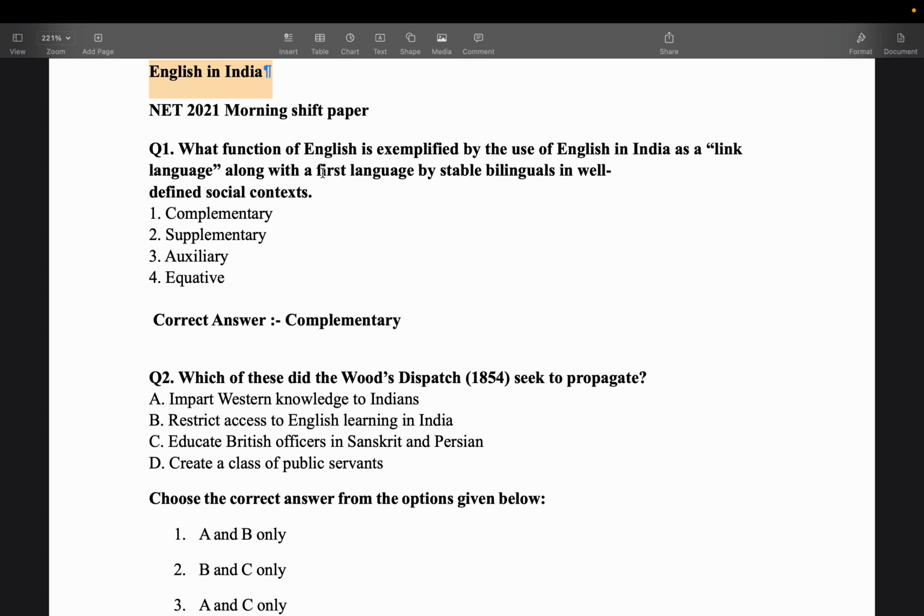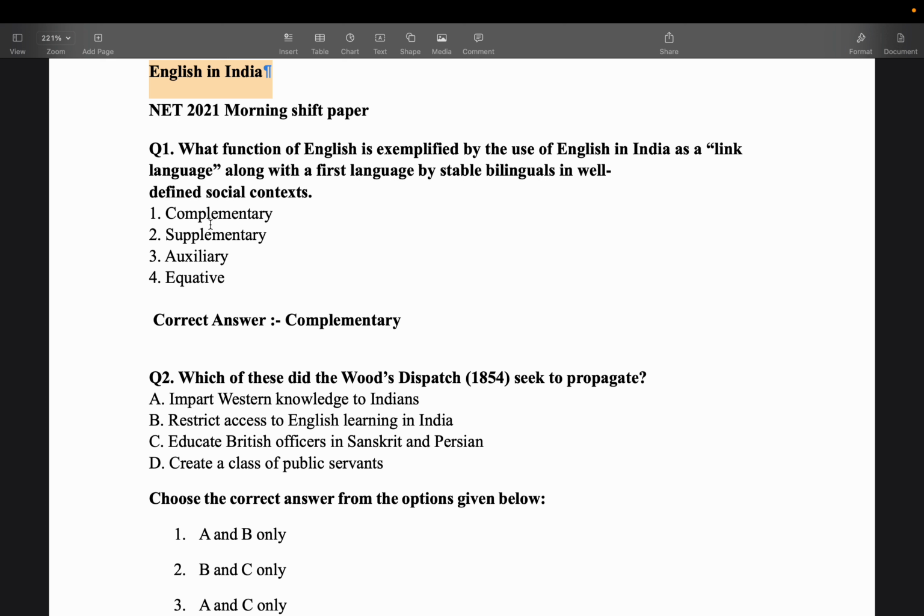What function of English is exemplified by the use of English in India as a link language along with a first language? So we have in India first languages. Along with that, English is also used as a link language. And we are all stable bilinguals in well-defined contexts. That means it is a confusing sentence, but the question is easy. English is used by native speakers of India. Vernacular language we speak, mother tongue we speak, but English is also used.